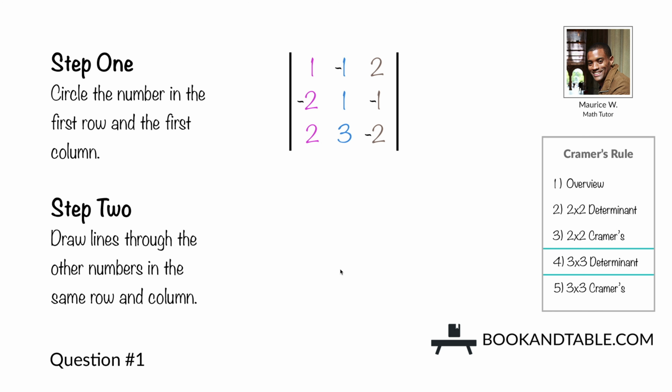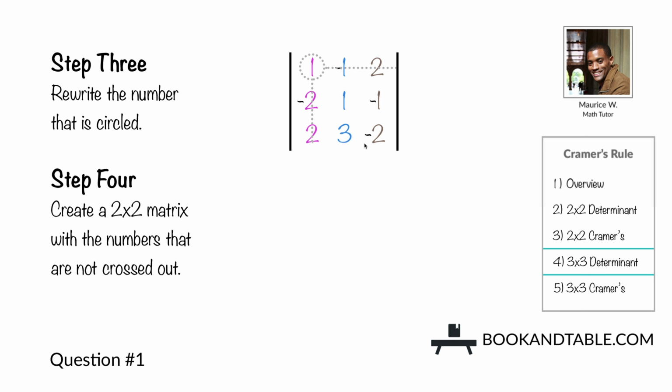Step 1, circle the number in the first row in the first column. So that would be this one right here. Step 2, draw lines through the other numbers in the same row and column. So we draw a line through the same row, and then we draw a line through the same column, leaving us with the 2 by 2 here. So step 3, rewrite the number that is circled. So that would be positive 1. And then step 4, create a 2 by 2 matrix with the numbers that are not crossed out, which would be these 4 here. So we wind up with a 2 by 2.